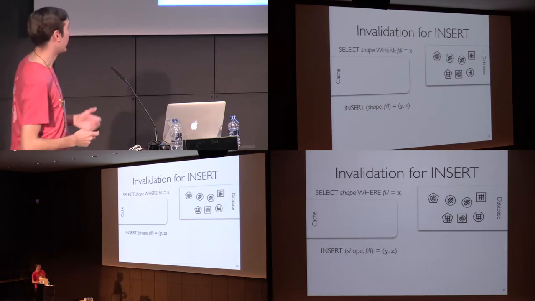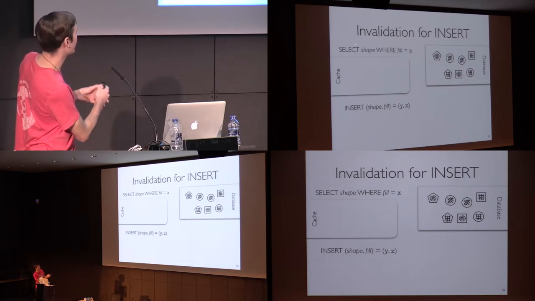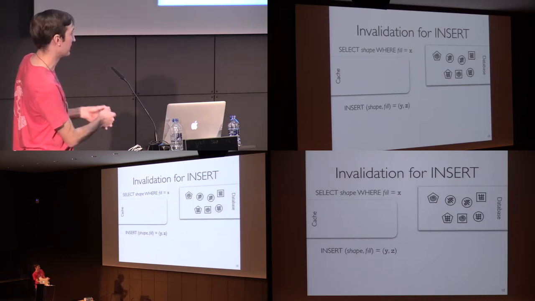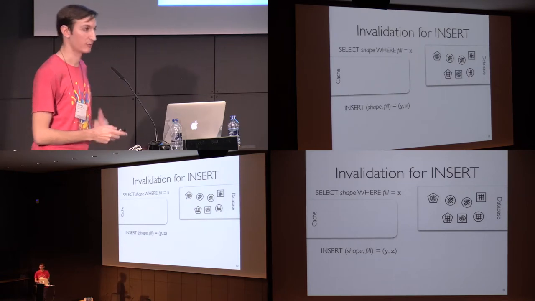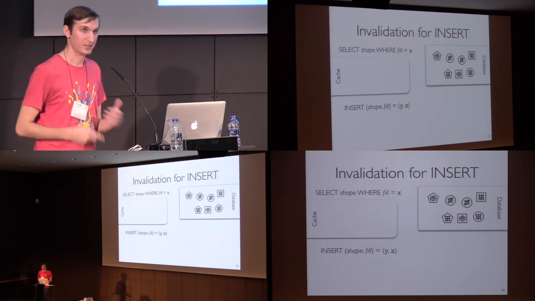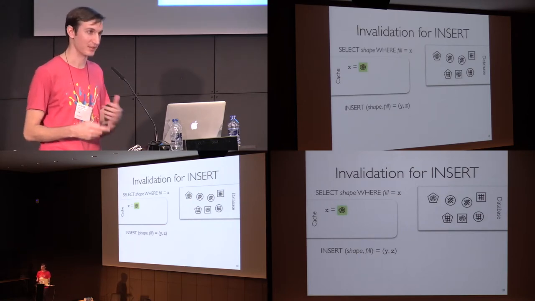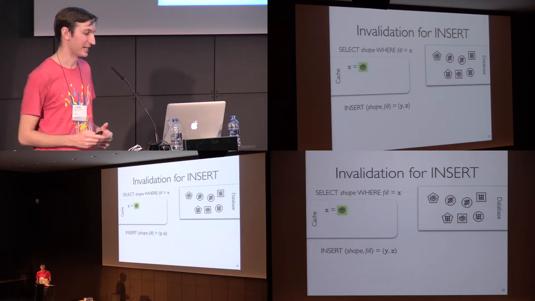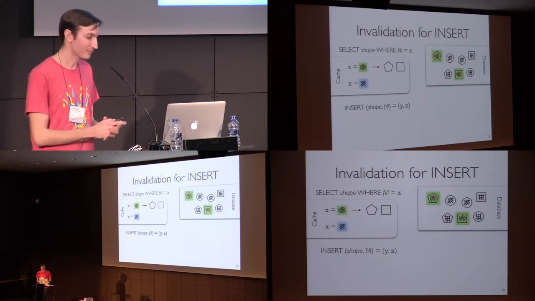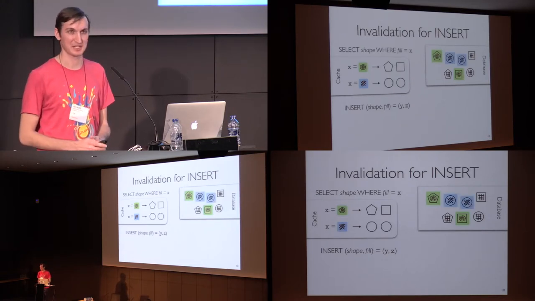So let's start by looking at how we handle invalidations for an insert statement. Here's an abbreviated version of a query from the Shapes of Fill webpage, select shape where fill equals x, and an abbreviated version of the insert statement from the Add Drawing webpage, insert shape, fill equals Y, Z. So we can imagine that we might first visit the Shapes of Fill webpage, which will fill the cache with a few entries. So we might visit with x equals spiral. That'll perform a query that selects these two shapes, which will fill the cache with that data. We might then visit again, select all shapes where x equals scribble, and fill the cache with these two scribbles.